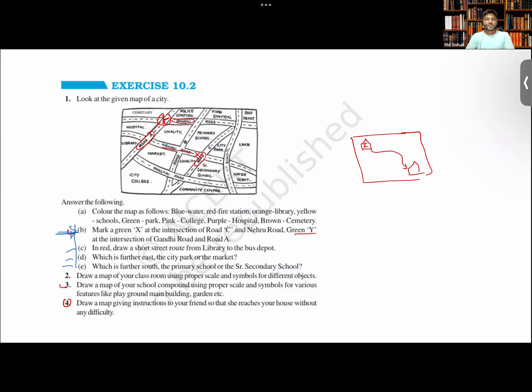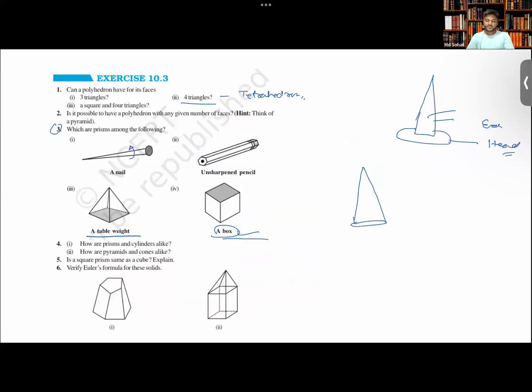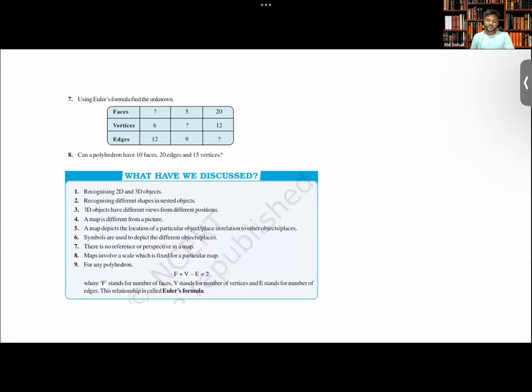So is the chapter finished then? No, the chapter hasn't been finished yet, because once you do exercise 10.3, then it will be finished.